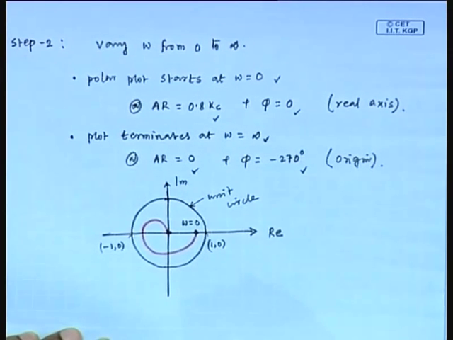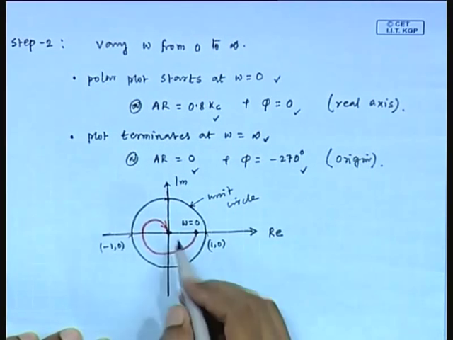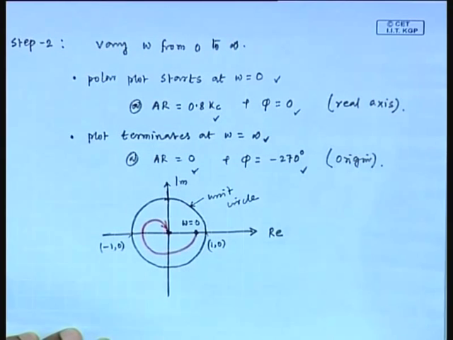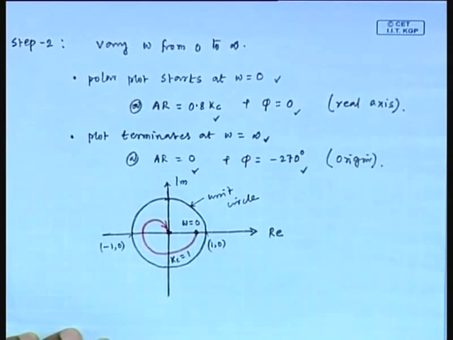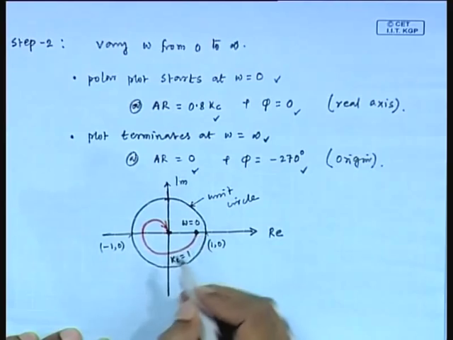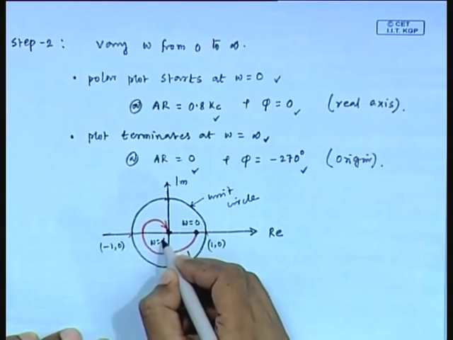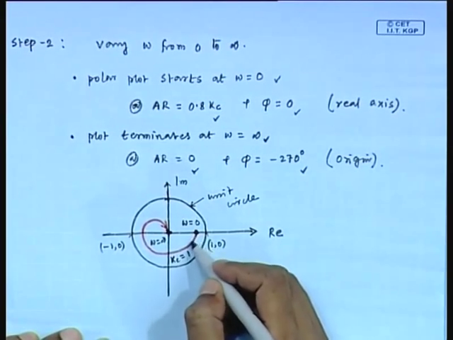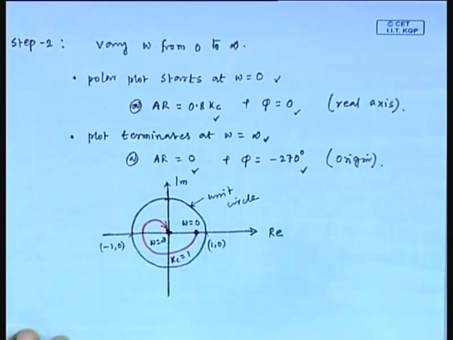Fine. So, this is the polar plot and the direction is this. This is the direction of this plot. Definitely we obtain this polar plot considering Kc equal to 1. This is the starting point at omega equals 0. This is the end point, the origin, when omega equals infinity, and this is the polar plot when Kc equals 1.